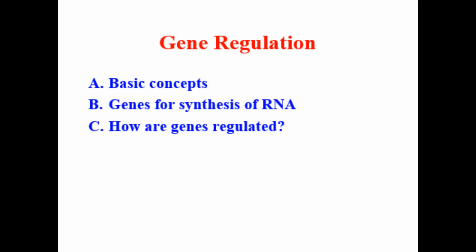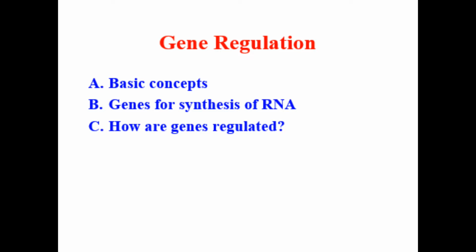So if you think about two cells in your body, a skin cell and a nerve cell, both of those cells have the same DNA, but they do different things. They're different structurally, they're different functionally. So how can those two cells do two different things and look two different ways and have the same exact DNA? Well, that's what we're talking about in terms of gene regulation.